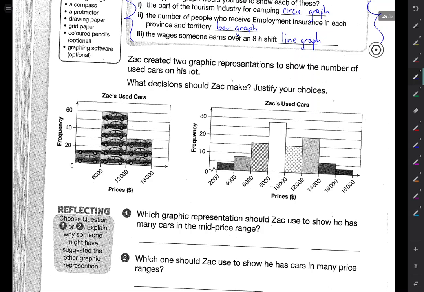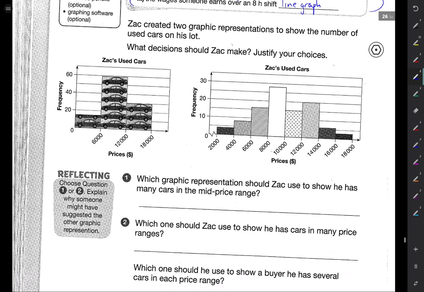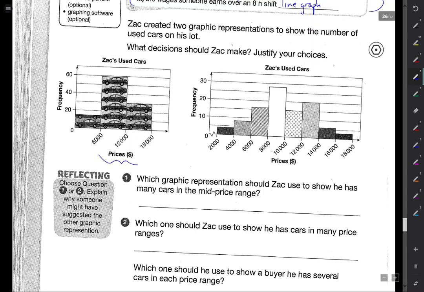Zach created 2 graphic representations to show the number of used cars on his lot. What decisions should Zach make? Justify your choices. So here we have 2 graphs. They're pretty similar. They're showing us both the same information, except in one of them, this one over here, he grouped the ranges to be larger. So it goes from 0 to 6,000, and then 6,000 to 12,000, and 12,000 to 18,000. So each of these ranges is a $6,000 interval. But if we're looking in the graph next to it, our intervals are smaller, right? In between each interval is only $2,000.